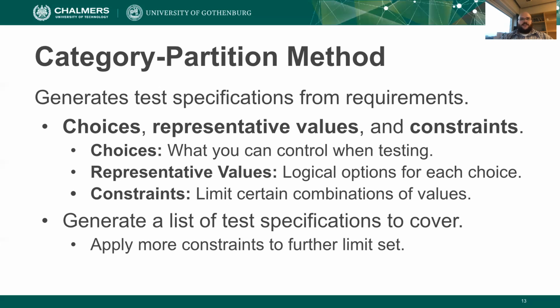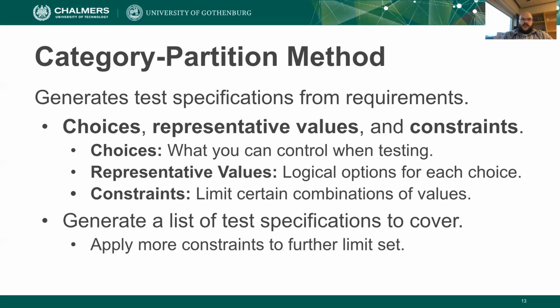The new element here, though, as it says, the constraints, and there's three types of constraints we define called if constraints, error constraints, and single constraints. And what these do is they take the set of specifications you identify and then let you eliminate some of those to get a smaller, more compact set that really covers what's important, right?